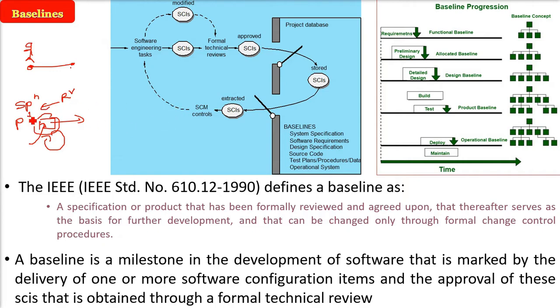A baseline acts as a milestone in the development of software, or the web app or the mobile app, that is marked by the delivery of one or more software configuration items, SCIs, say the SRS or a design document, and the approval of these SCIs is obtained through a proper formal technical review. So a baseline is a milestone of work products, and changes can only be made through formal technical review. This is the whole idea.